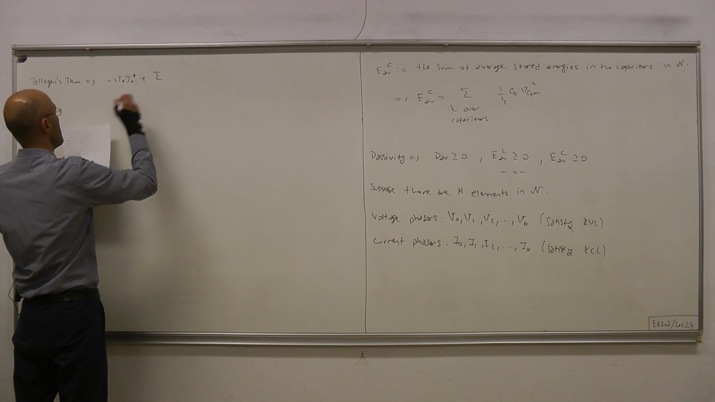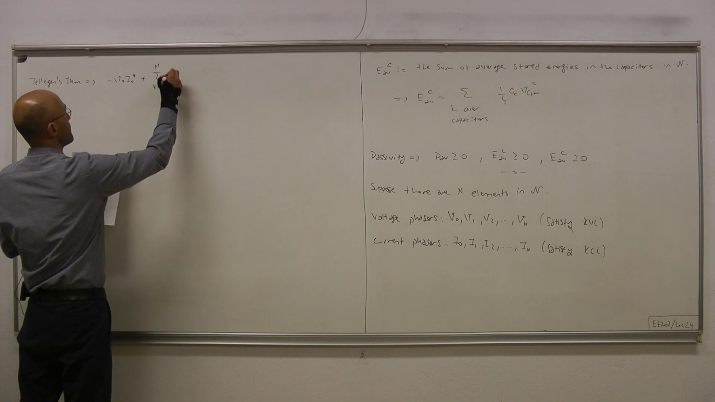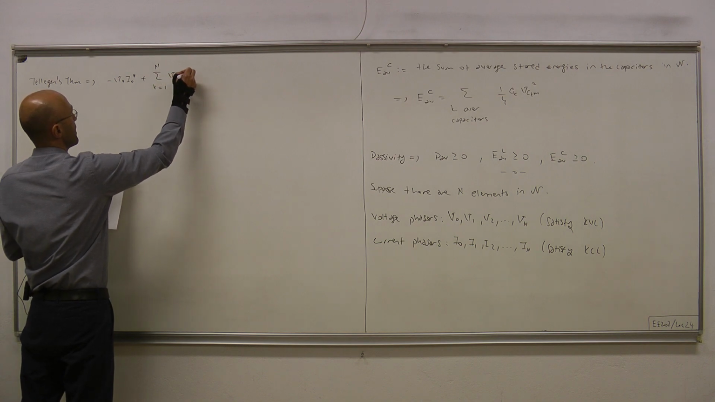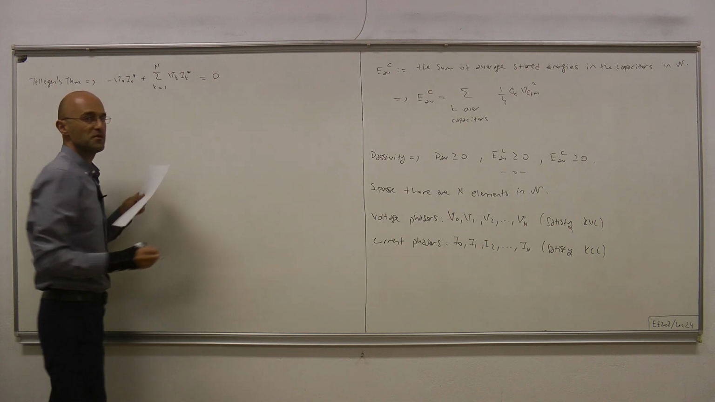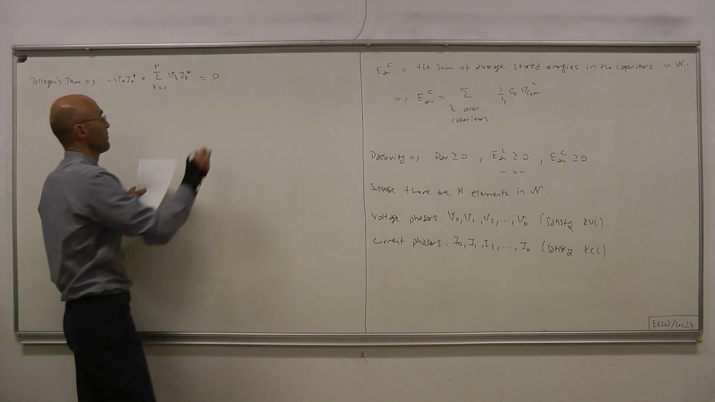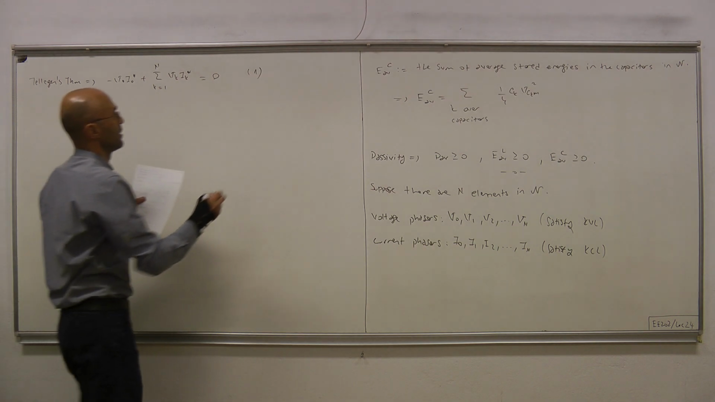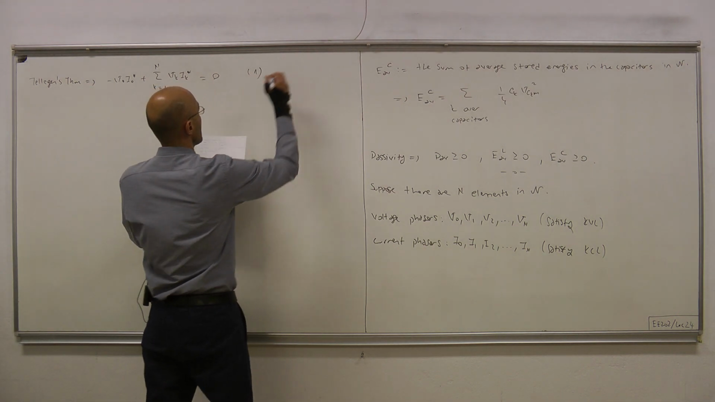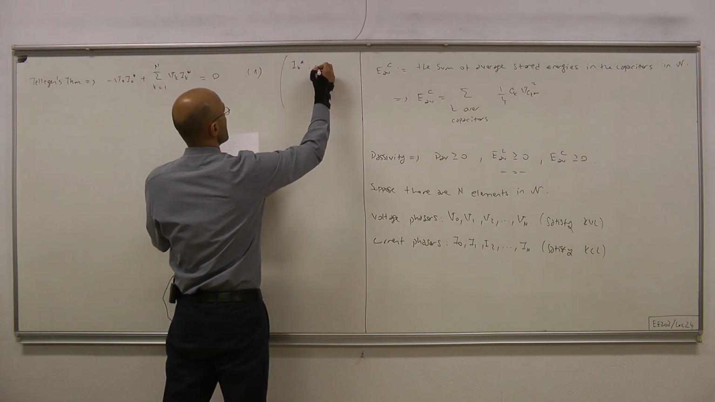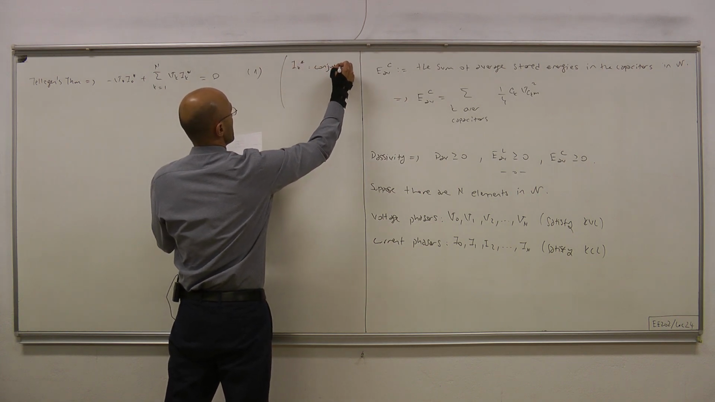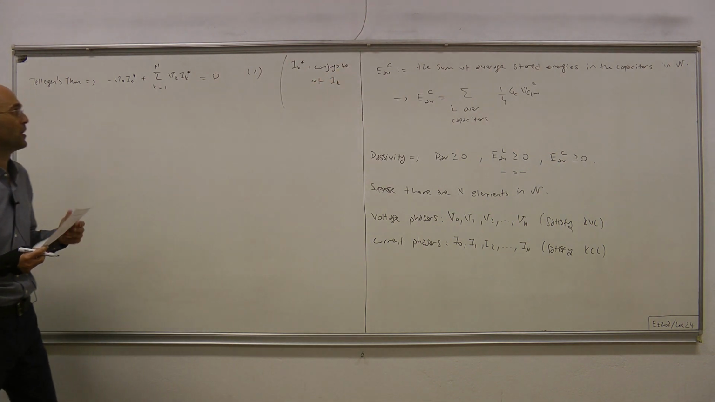Plus the summation k equals 1 to N of Vk Ik star, and that must equal 0 by Tellegen's theorem. Okay, this is equation 1. Here Ik star is the conjugate of Ik. Okay, so that's our notation.